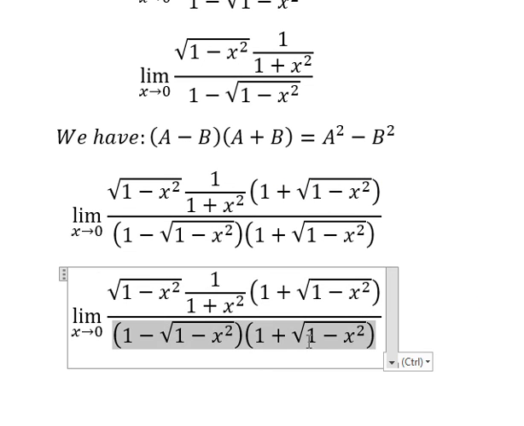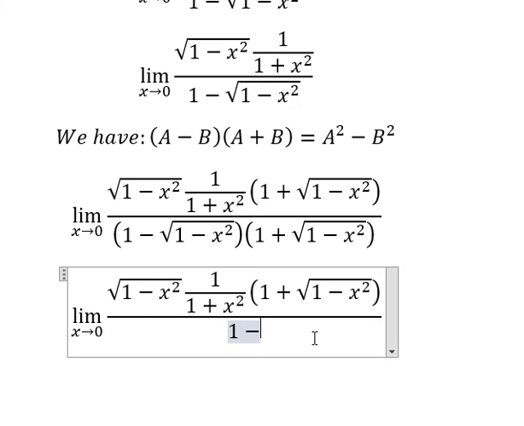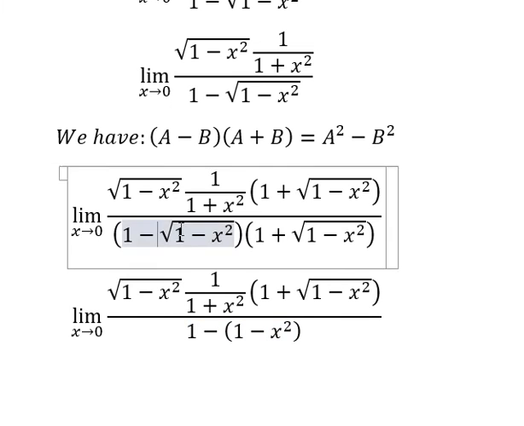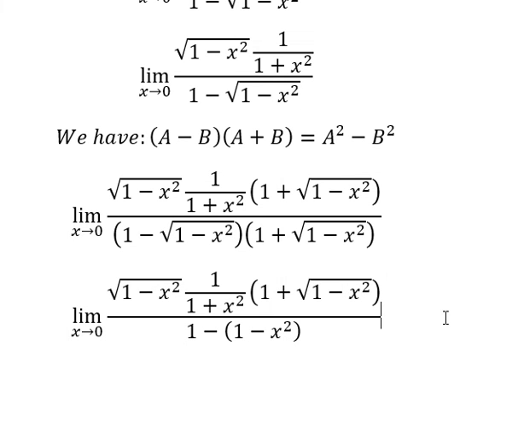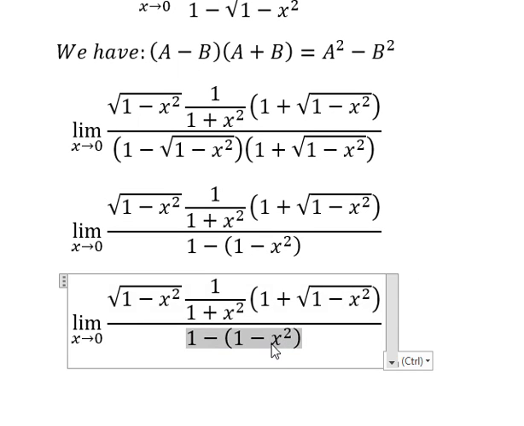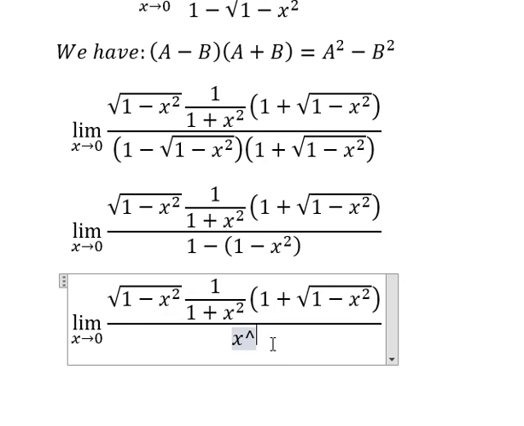So here we have 1 minus s squared, because we have the power 2 here. 1 minus 1 cancels, so we just have s squared.